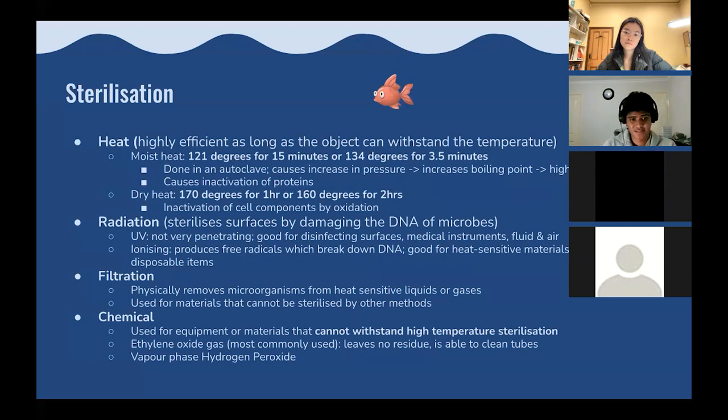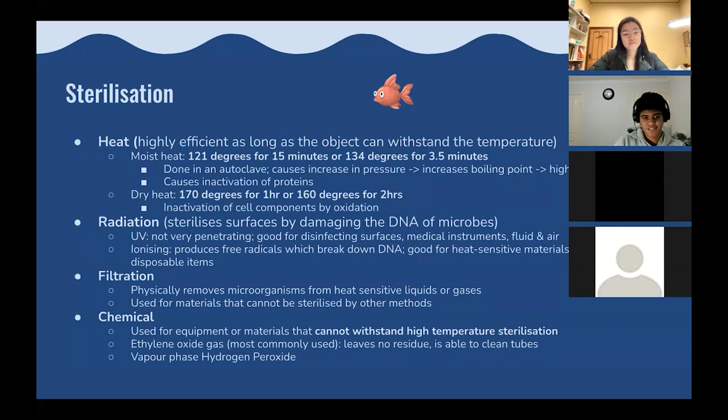Radiation, so it sterilizes surfaces by damaging the DNA. UV radiation is good for disinfecting, but not very penetrating. Ionizing radiation breaks down the DNA of pathogens. So it's good for heat-sensitive materials that you can't put in an autoclave or that you can't use dry heat for. So stuff like food and disposable items might use ionizing radiation.